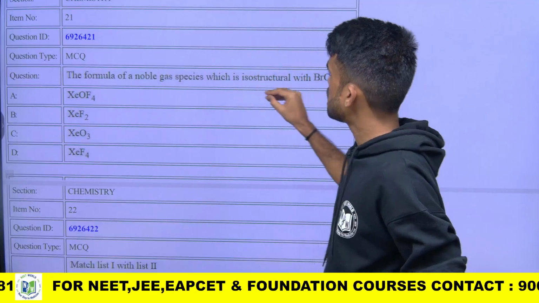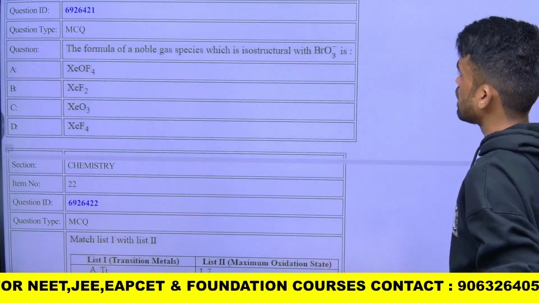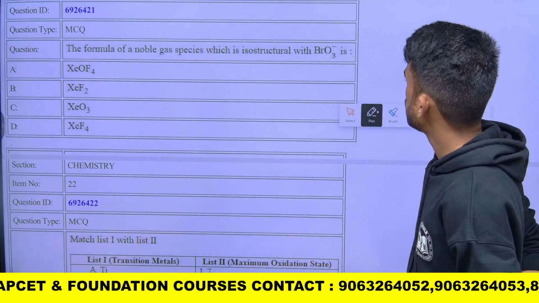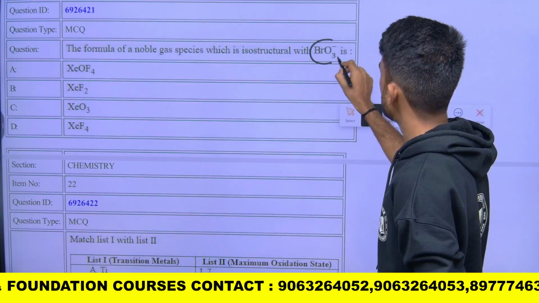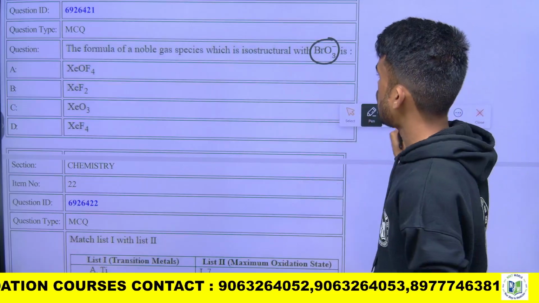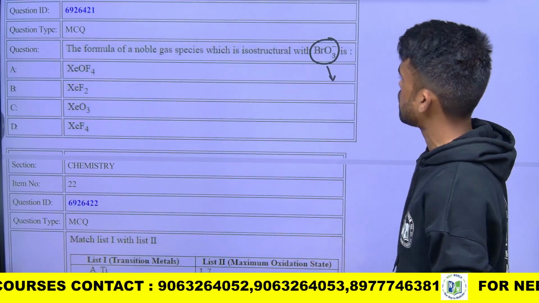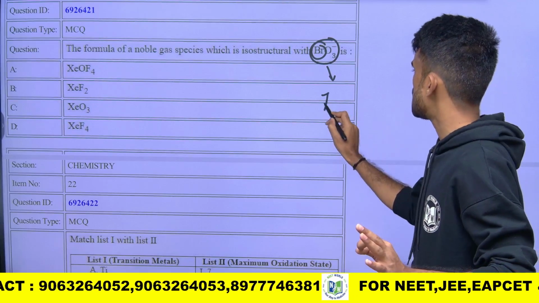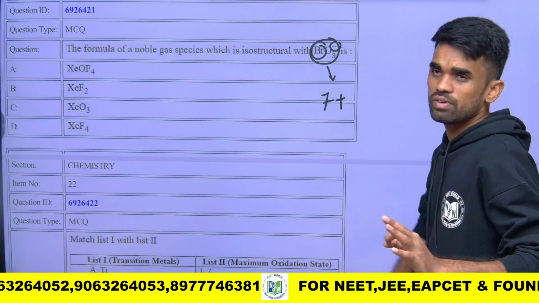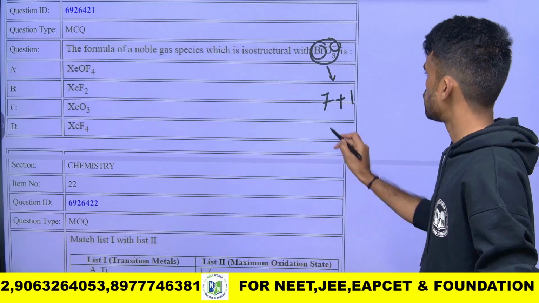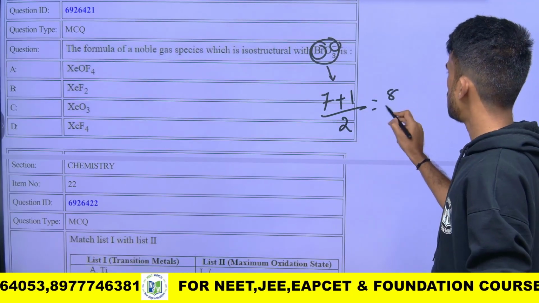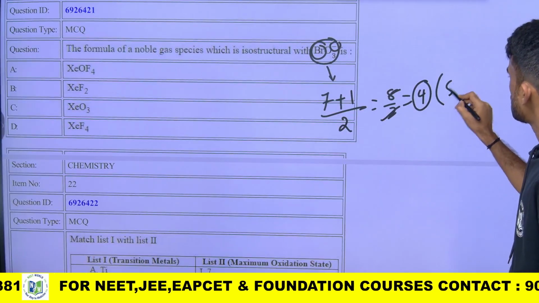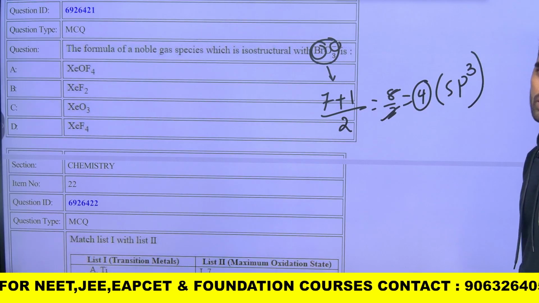The formula of a noble gas species which is isoelectronic with BrO3 minus. See here we have BrO3 minus. So what is the structure of this BrO3 minus? Let us find. So bromine belongs to the 17th group now. So how many valence electrons are there? 7. What is the charge here? We have negative charge 1, so add plus 1. So divide by 2, 8 by 2, which means 4. So hybridization 4 means we can say 1 s orbital, 3 p, sp3 hybrid orbitals are there.